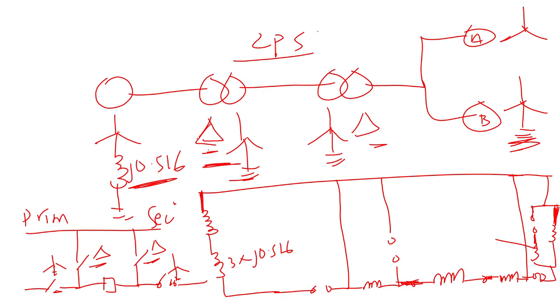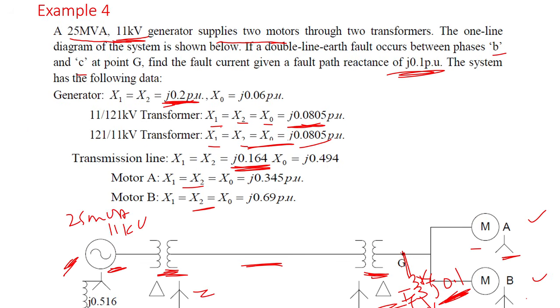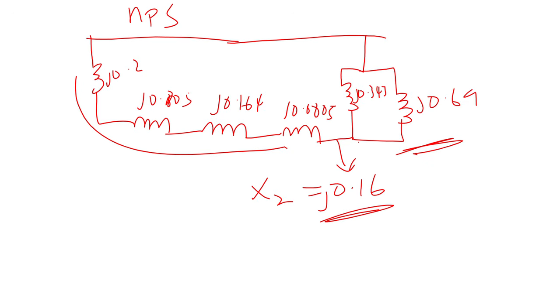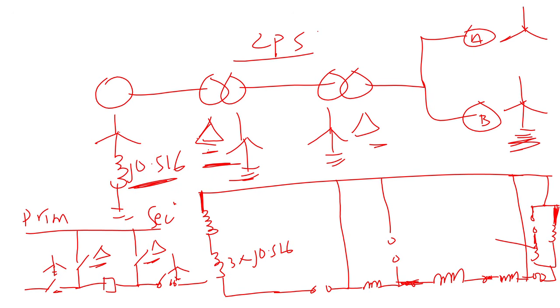Now notice that this value is for generator A, and generator A, the X naught was given as j0.345. Here I was drawing the A here, right? 0.345, and then the reactance here was given as j0.9. Now notice that the fourth point is after the transformer. The fourth point is after the transformer, which is here, right?